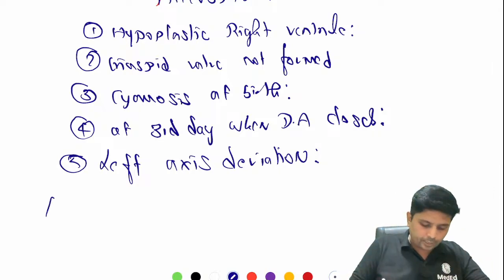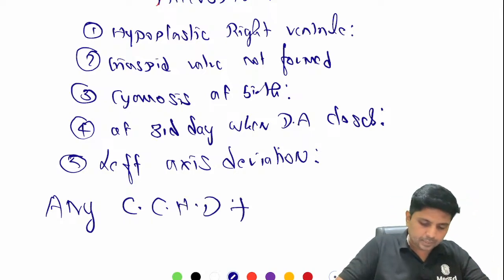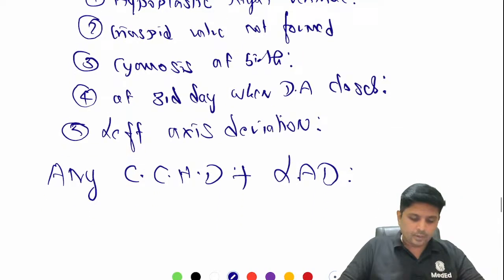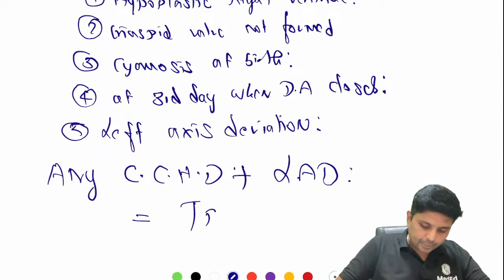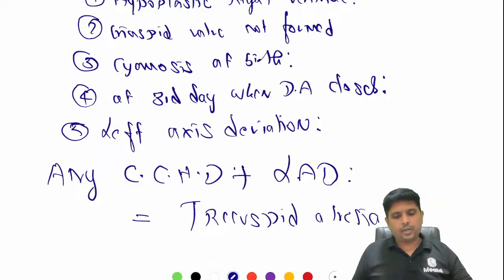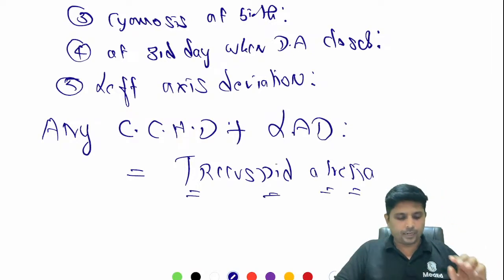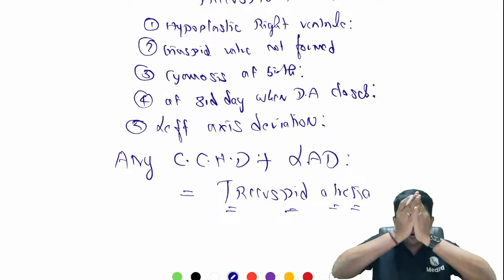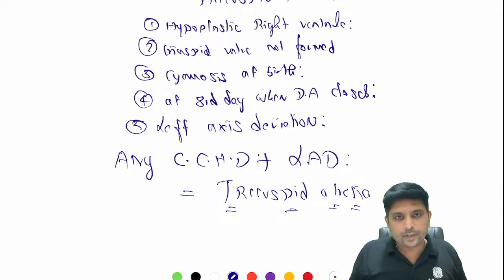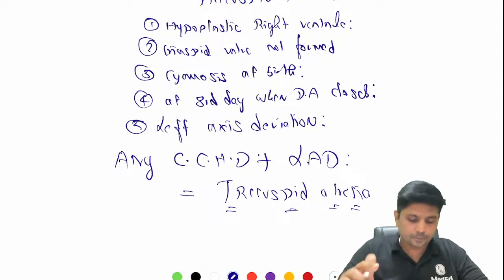So, simple clue: any suspected cyanotic congenital heart disease plus left axis deviation is equal to tricuspid atresia unless otherwise proved. These five points are more than enough, but the only thing you need to know is cyanosis on the third or fourth day, with ECG showing left axis deviation, is tricuspid atresia.